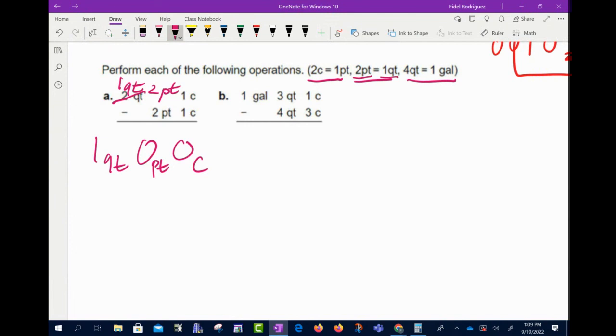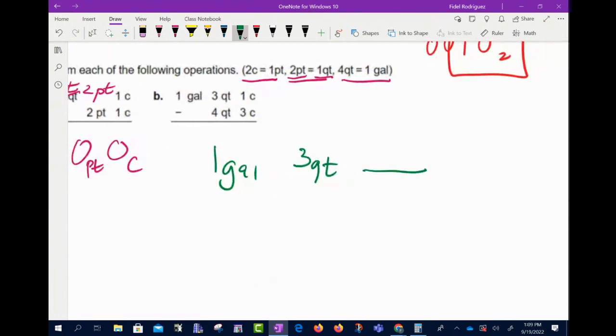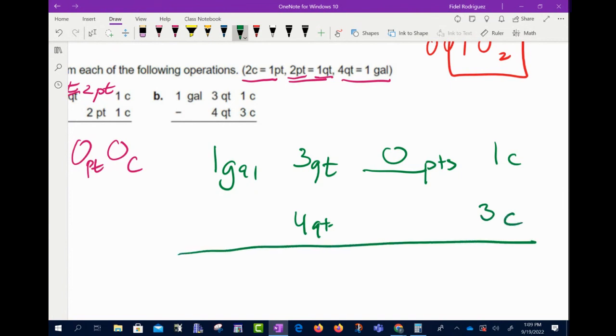All right, let's go through part B. So part B, you guys, I'm gonna write it again with just some space here. 1 gallon, 3 quarts. Notice, y'all, I don't have any pints. So even though I don't have any pints, I'm gonna put it there, but with a 0, because I know I don't have any pints. And we still have 1 cup. And we're trying to take away 4 quarts and 3 cups.